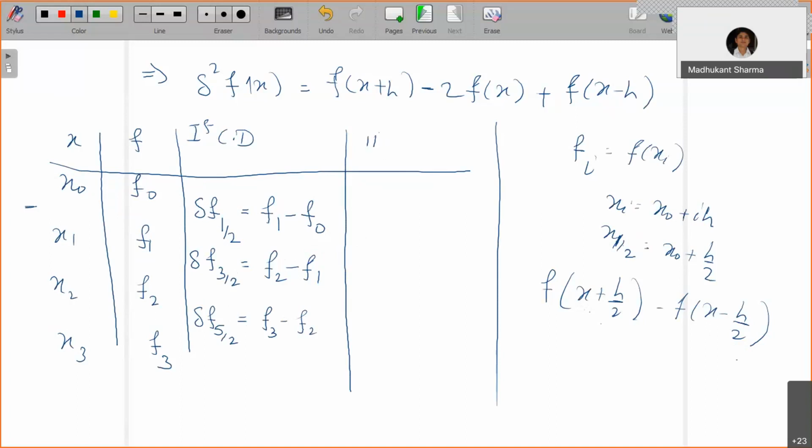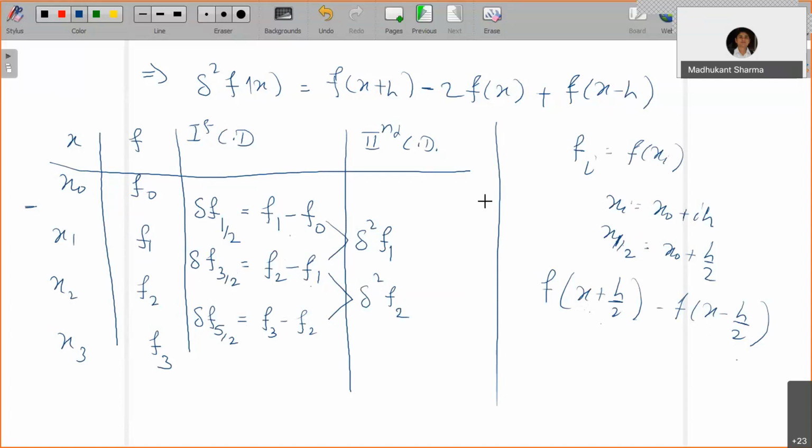Now the second central difference is f2 minus f1 minus this one. So if you find delta square f1, and if you use these two, you find delta square f2.